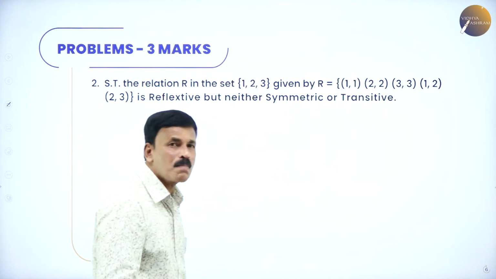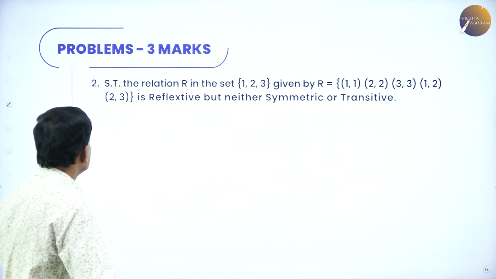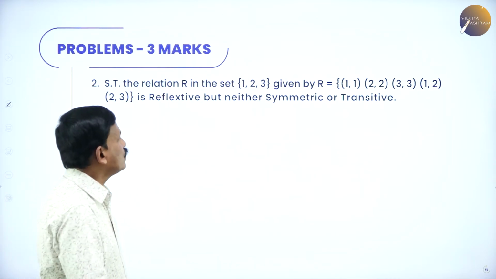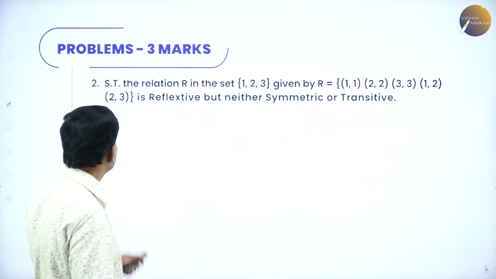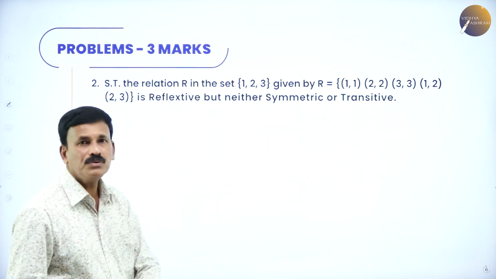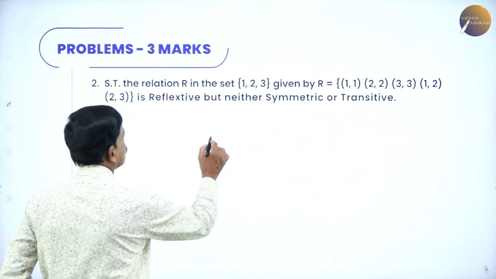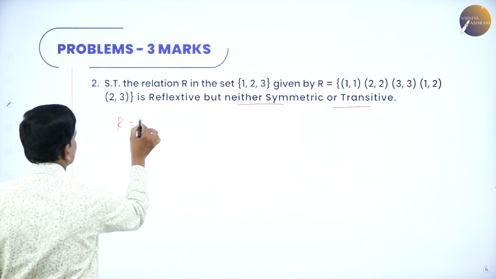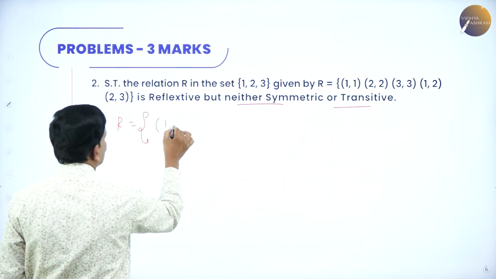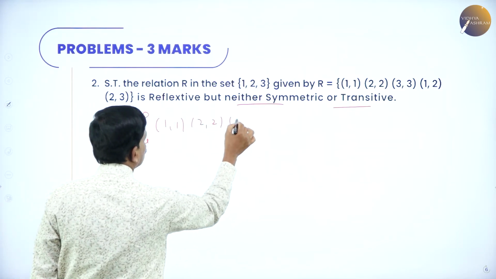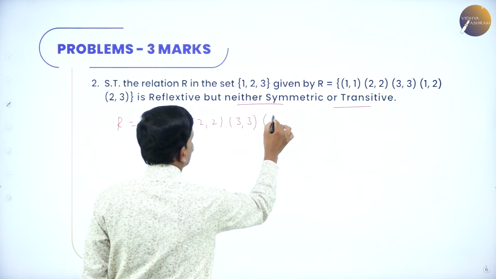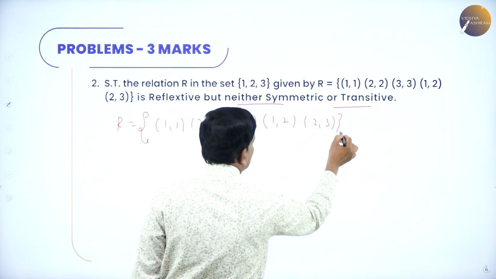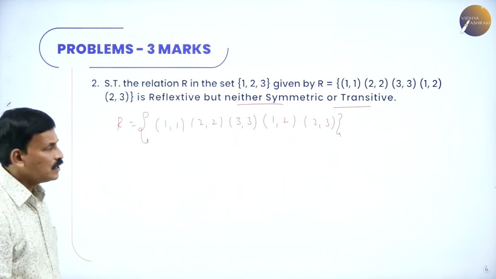Let us take this problem. Very simple problem. Show that the relation R in the set {1, 2, 3} given by R = {(1,1), (2,2), (3,3), (1,2), (2,3)} is reflexive but neither symmetric nor transitive. Now what is given? The relation contains (1,1), (2,2), (3,3), then (1,2) and (2,3). These are the elements in the relation R. Now what is to verify?